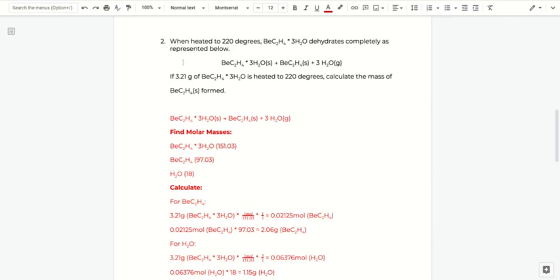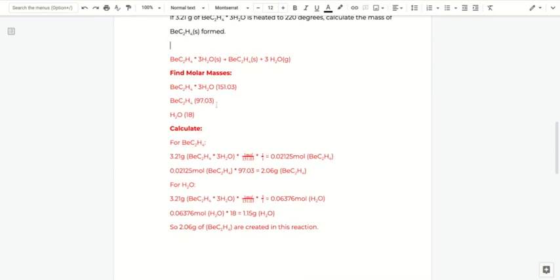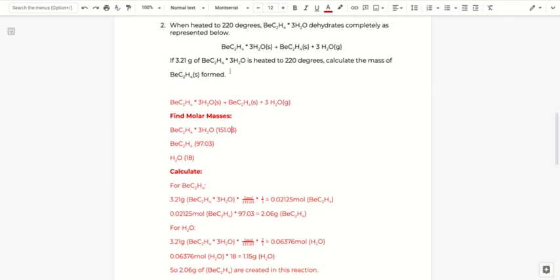For number 2, it asks, when heated to 220 degrees, this compound dehydrates completely as represented below. It gives the full equation for that, and it asks you to find how much of this substance on this side of the equation would be formed if you started with 3.221 grams of this. To find that, I first found the molar masses of each part, right? So I found the molar mass of this, here, and here.